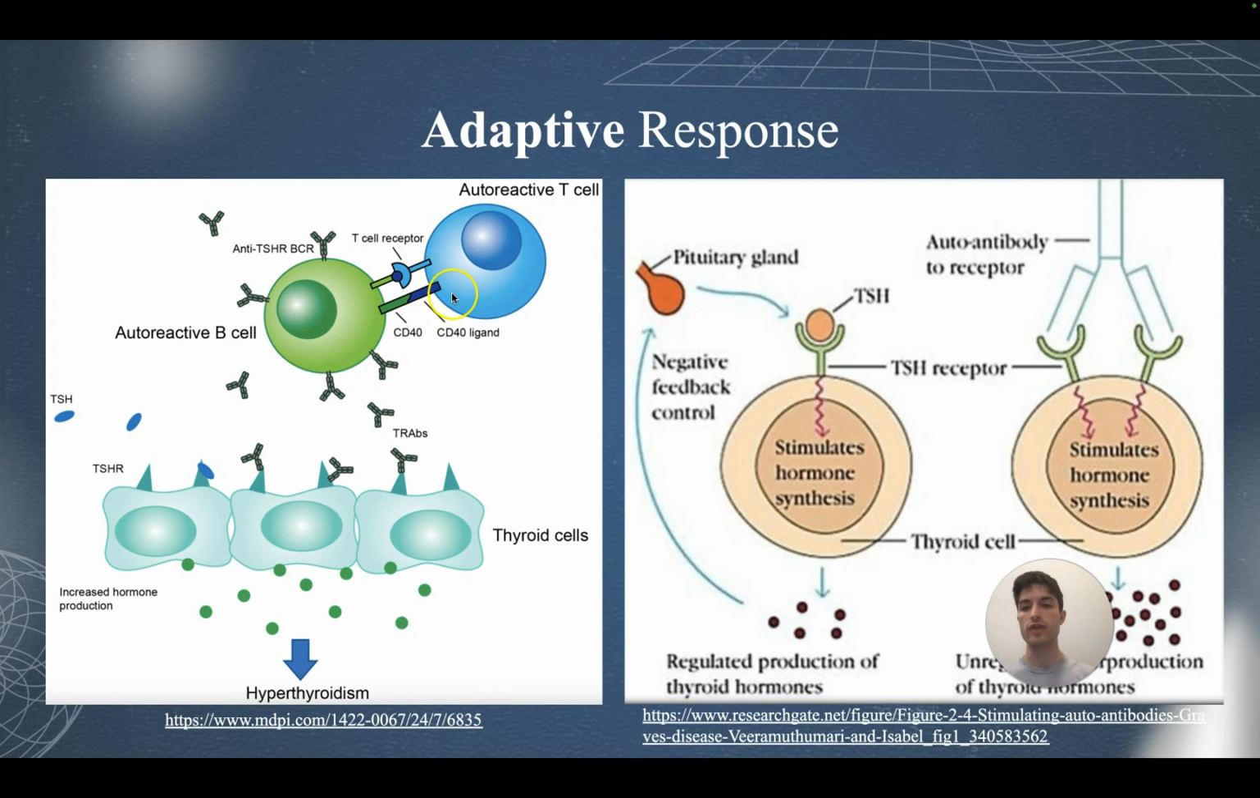T4. So in this graphic, we can see the interplay between the autoreactive T cell and the autoreactive B cell, which then produces those autoantibodies, your TSIs, which take up the spots on these TSHRs, leading to that chronic production of your T3 and T4. And then in this graphic, we can see the thyroid cell functioning properly and improperly.